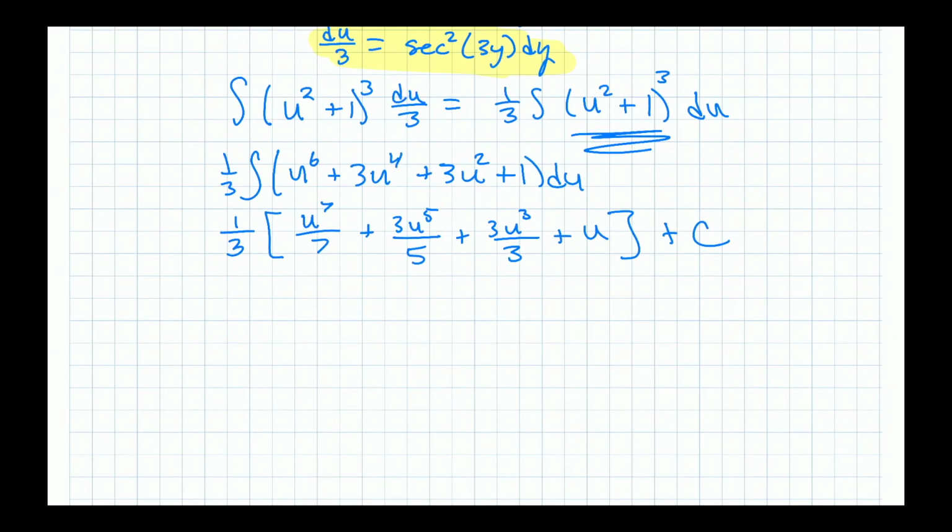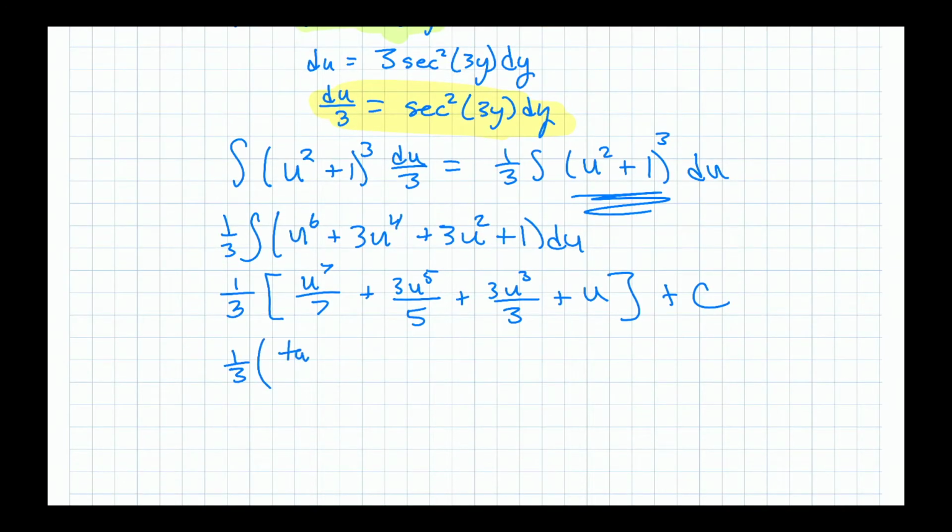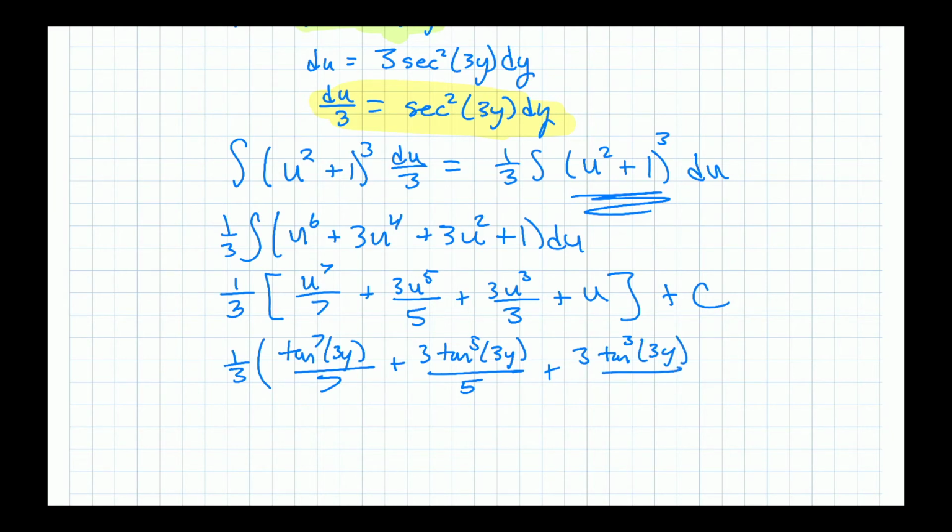And from there, you just substitute in what your u is, which is tangent 3y. So tangent to the 7th, 3y over 7. 3 tangent to the 5th, 3y over 5. 3 tangent cubed, 3y over 3, plus tangent 3y plus c. And there you go. And that's it. That's how that would go.